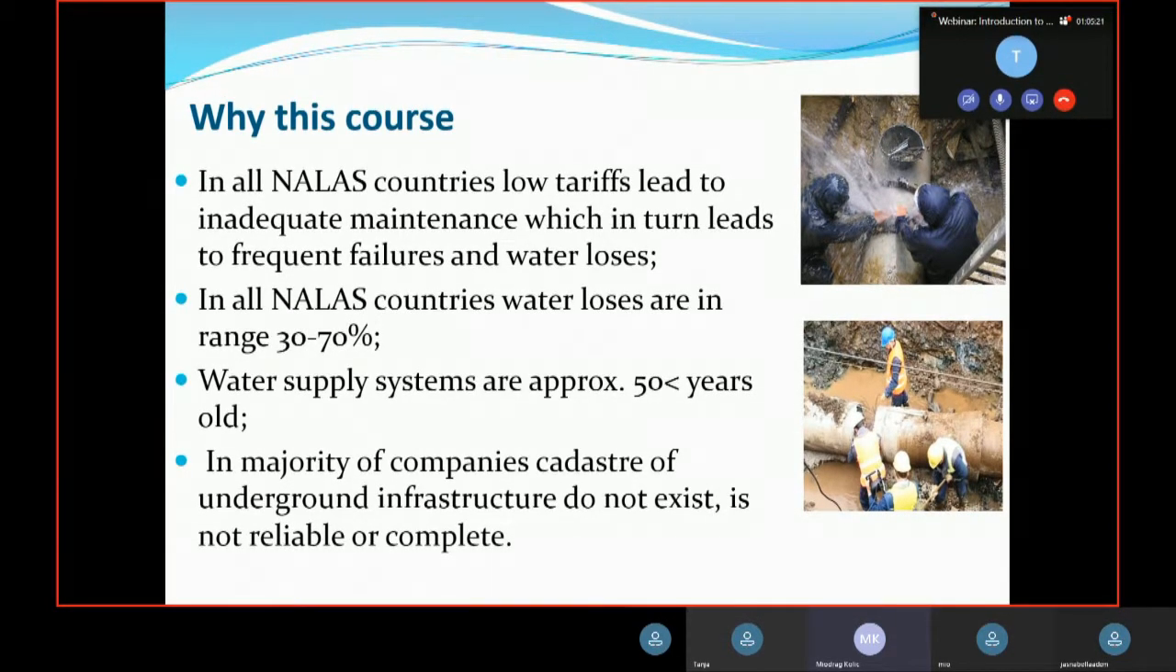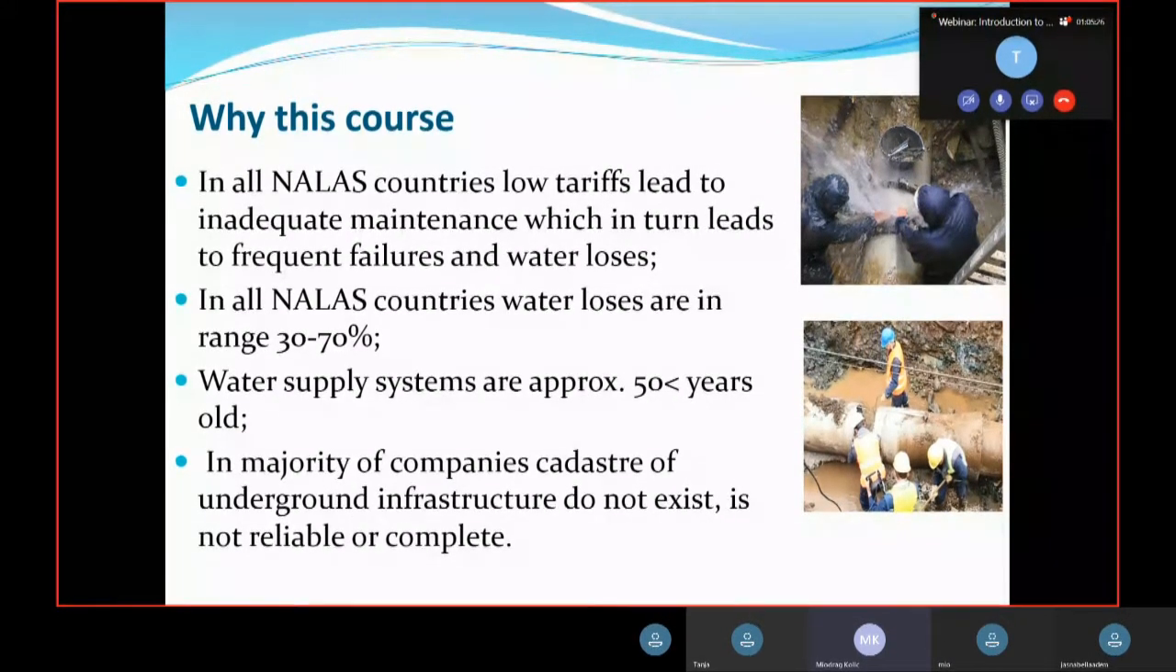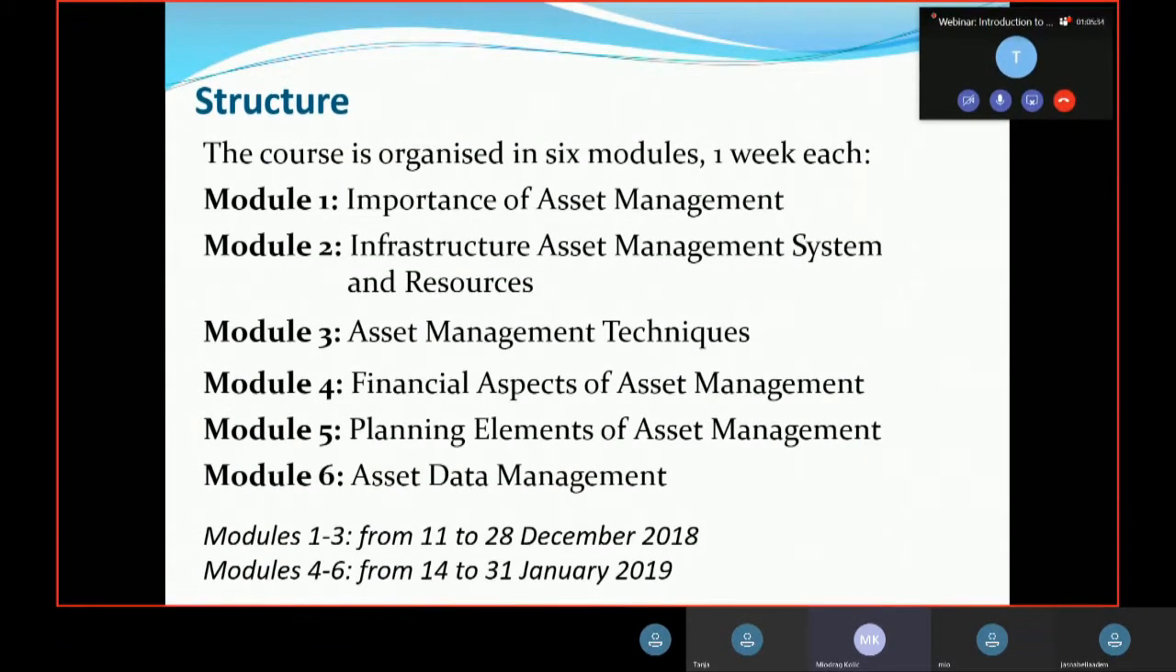Okay, thank you, Tanya, for your very interesting presentation. A short intro about the importance of asset management and why this course. Our participants in the next 6 weeks, through 6 different modules, will have the opportunity to learn more about asset management and to understand why asset management is needed for improvement of the management operations in utilities and in municipalities. So we have 6 modules in the course.